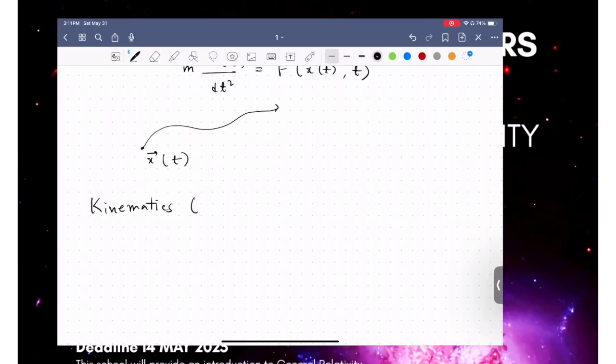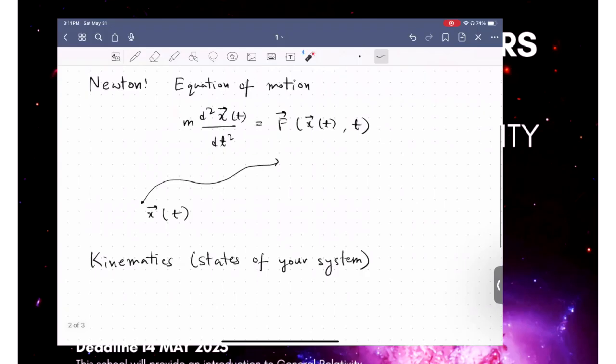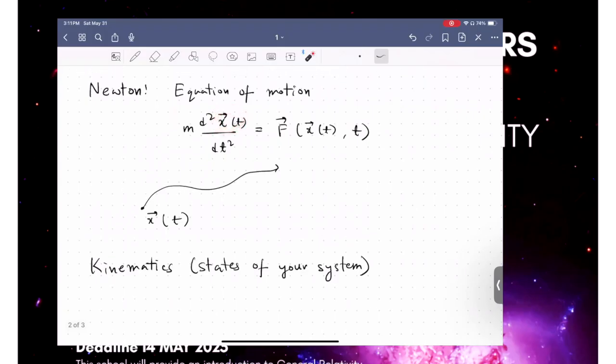this is about states of your system. So this is about how to describe the state of a system. So what is the state of a particle? It's its position and its momentum. So in momentum, we are combining its velocity and its mass. The position is, of course, obvious from here, but where is the momentum coming from?